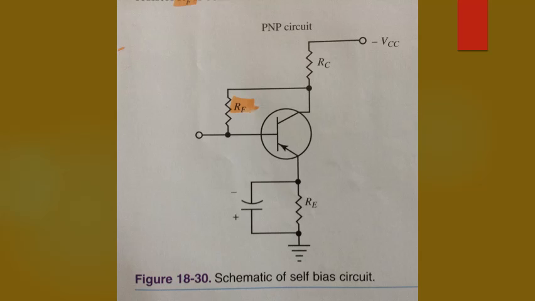In a phase relationship that opposes the input, a signal from the output of a device fed back to the input is called degeneration. The major disadvantage of self-bias is the loss of amplifier gain due to degeneration.